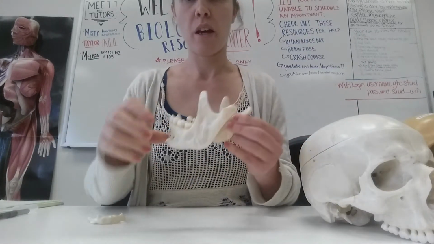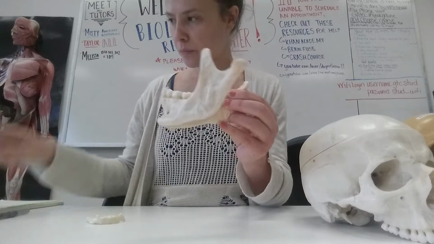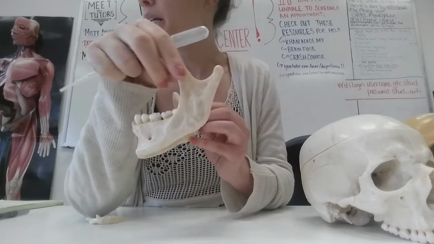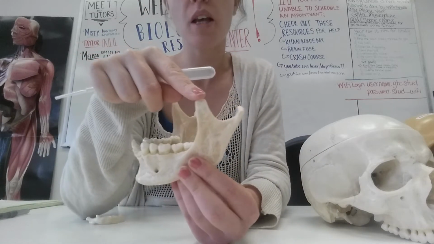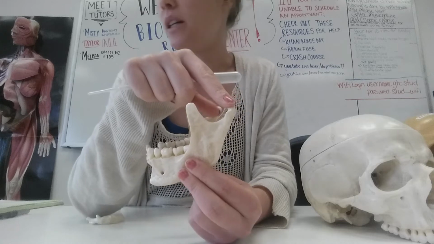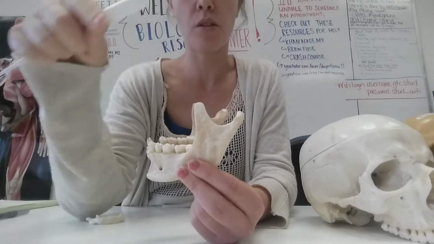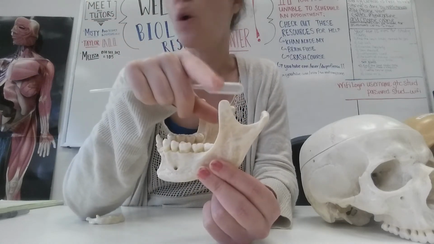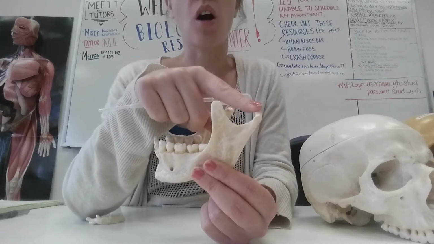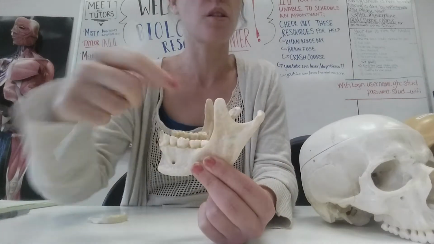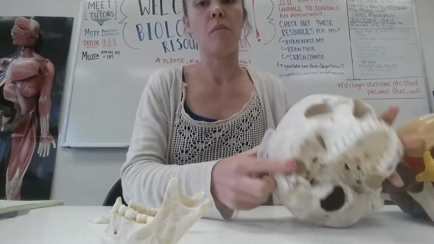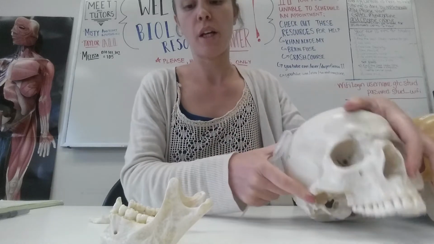Okay, and now we have the mandible. This structure right here is the coronoid process, and this structure right here is the condylar process. So make sure you get those straight. So coronoid process and condylar process. The condylar process articulates with the mandibular fossa of the temporal bone right here.